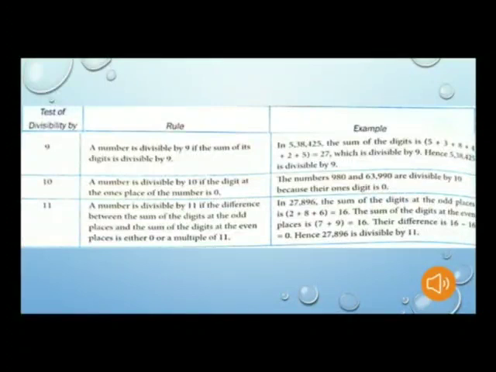Now, test of divisibility by 11. A number is divisible by 11 if the difference between the sum of the digits at odd places and the sum of the digits at even places is either 0 or a multiple of 11. As you can see in an example, in 27,896, the sum of digits at the odd places is 2 plus 8 plus 6 equals 16, and the sum of the digits at the even places is 7 plus 9 equals 16, and their difference is 16 minus 16 equals 0. Hence, 27,896 is divisible by 11.